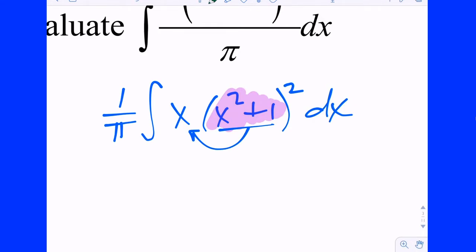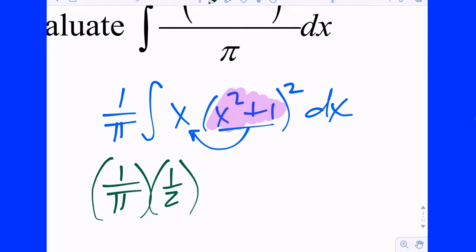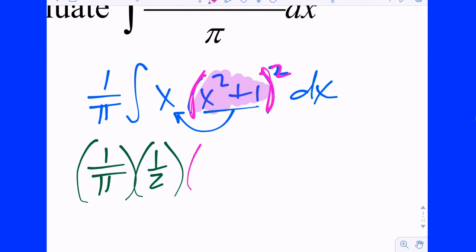And once you have that settled, you're done. Go ahead and say it's 1 over pi goes along for the ride. You have a correction of 1/2, and now you focus on the second part. What is your inside function inside of? It could be inside of anything. It could be inside of a sine. It could be inside of a radical. In this case, it's inside something squared. How do we integrate something squared? 1/3 something cubed, and that something just gets rewritten.